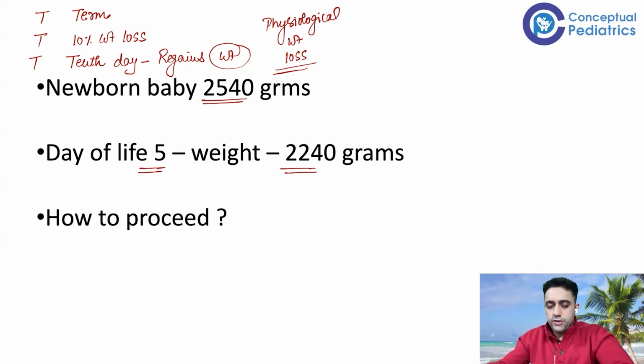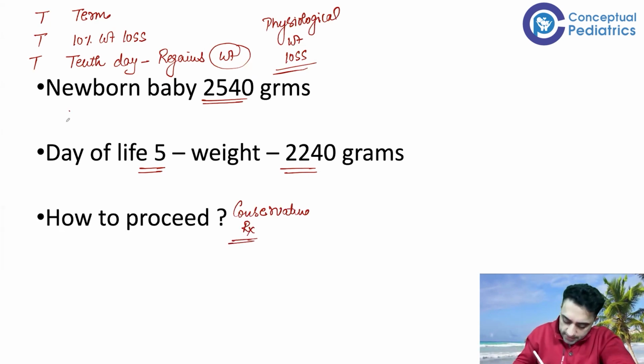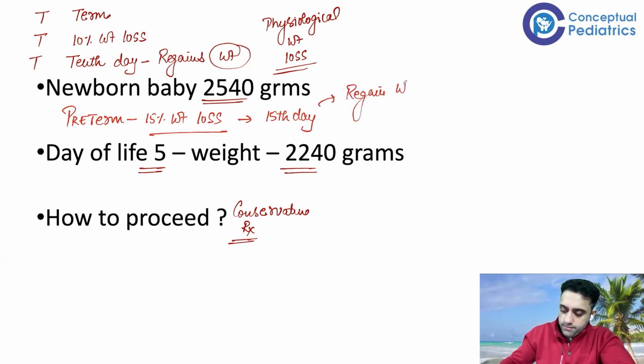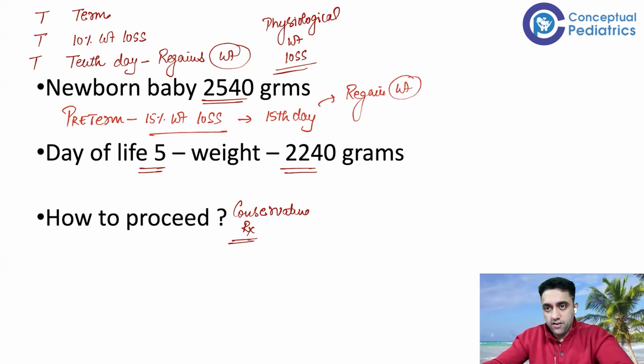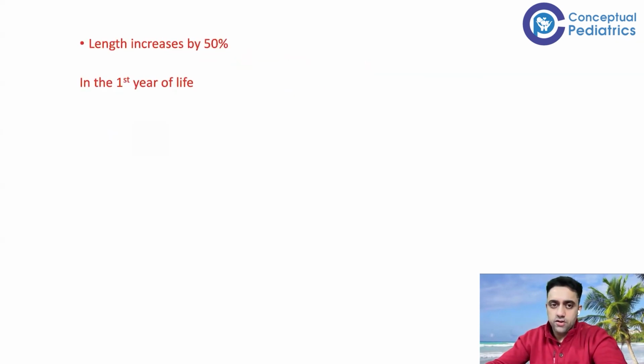2.5 kg becomes 2.2. So how do you approach this case? The answer is conservative management, because this is normal. Conservative treatment is the best answer for this question. At the same time, remember that a preterm baby is going to have a 15% weight loss, and by the 15th day onwards the baby is going to regain the weight. A term baby will start regaining the weight after the 10th day, but a preterm will regain the weight after the 15th day onwards.